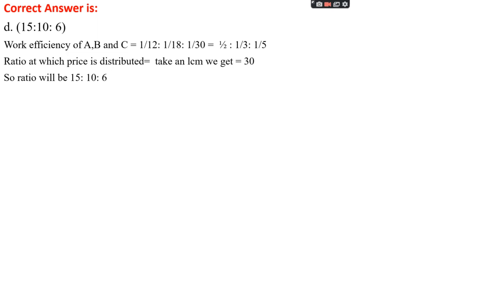So 30 divided by 2, which is 15, will be A's ratio. Then 30 by 3, that is 10, will be B's ratio. And then 30 by 5, which is 6, will be the ratio of the contracted price taken by C. Then the ratio in which the price should be distributed will be 15 is to 10 is to 6.